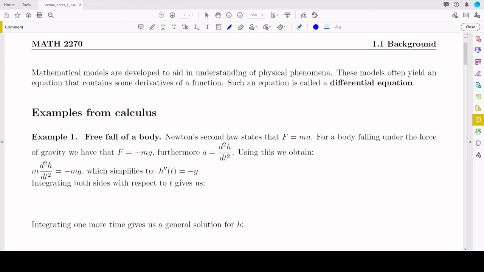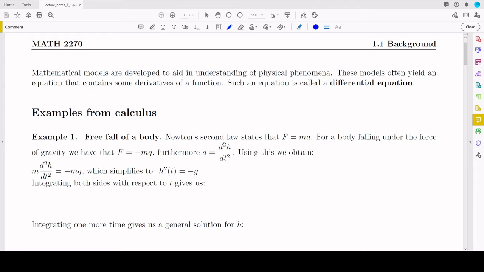In this section, we'll talk about the background for differential equations. Mathematical models are developed to aid in the understanding of physical phenomena. These models often yield an equation that contains some derivatives of a function. Such an equation is called a differential equation. We'll discuss two examples from calculus.